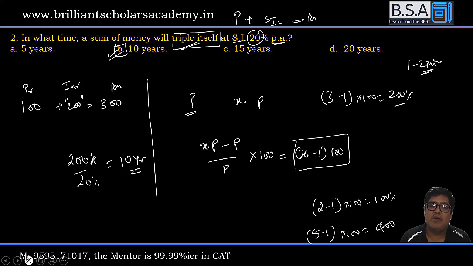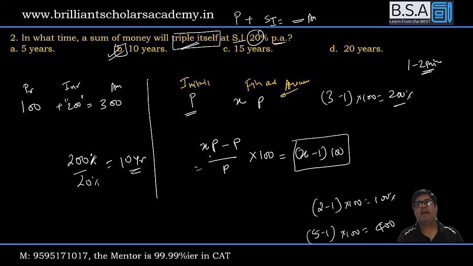I don't want you to mug up formulas. If it helps you, write it down. This is the initial principal and this is the final amount. What is the growth? Final value minus initial upon initial into 100. X minus 1 into 100. This was money becoming 5 times, this was money becoming 3 times, money becoming 2 times. What is the growth? Comment done.